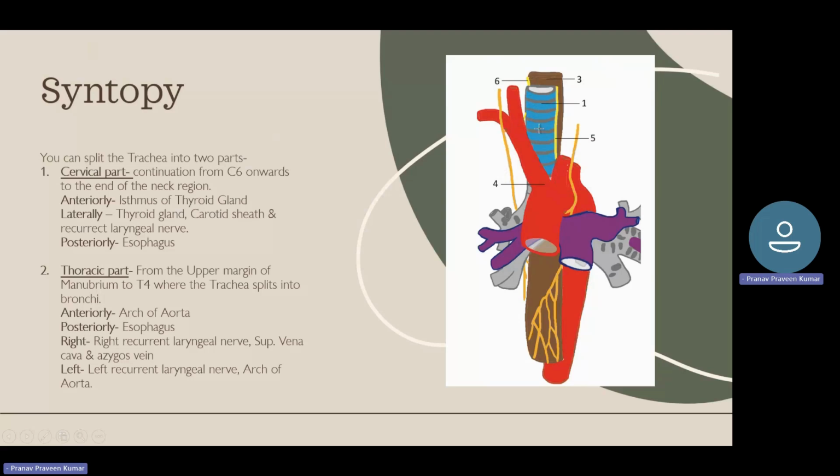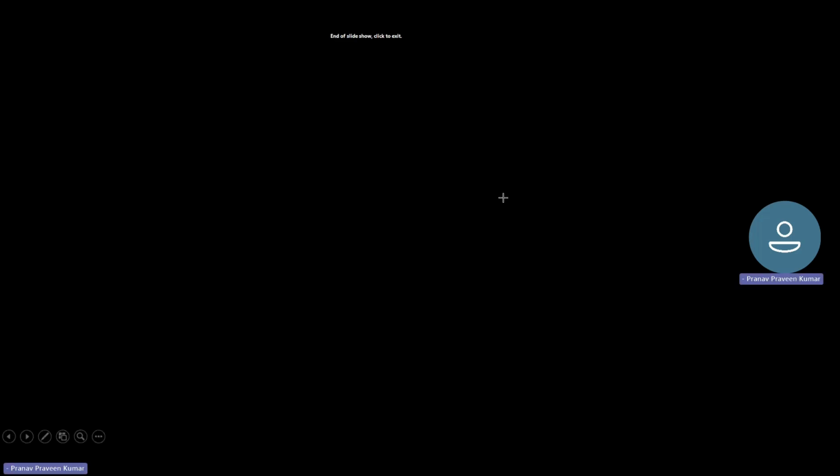Now the thoracic part. Anteriorly would be the arch of aorta, posteriorly the esophagus. On the right side, the recurrent laryngeal nerve, the superior vena cava and azygos vein. And on the left side would be the left recurrent and the arch of aorta. And that's it. The diagram on the last slide is what you would need to draw for the scheme. And that's about it. Thank you for listening.